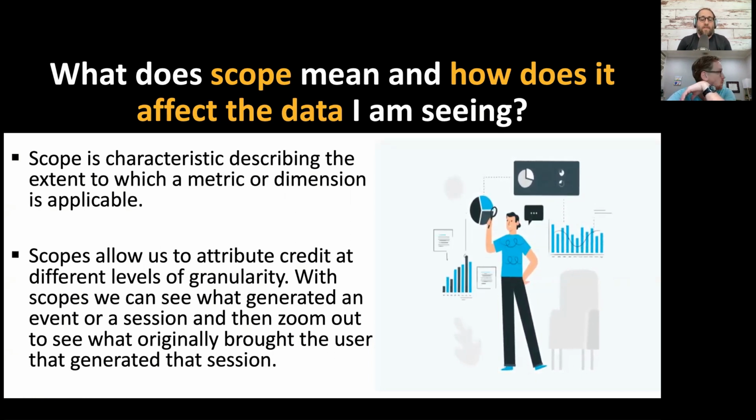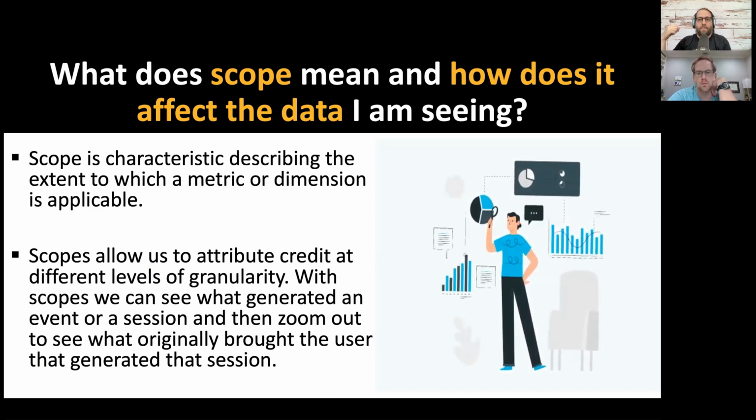But let's get a little bit deeper. Scopes, right? So different classes allow us to attribute credit at different levels of granularity. So looking at different scopes, we can attribute credit at different levels. With scopes, we can see what generated an event or a session, and then zoom out to see what originally brought the user that generated that session.